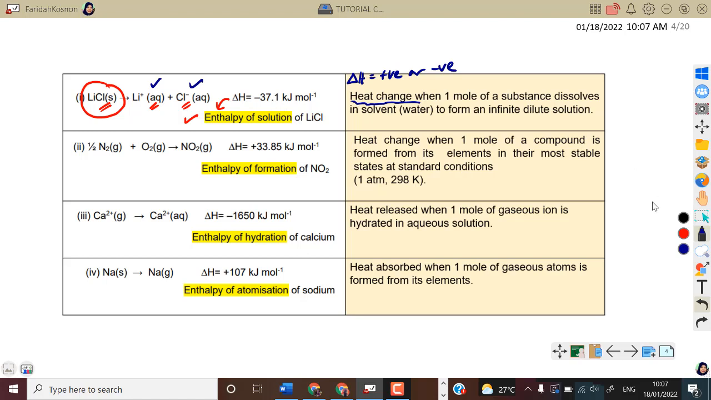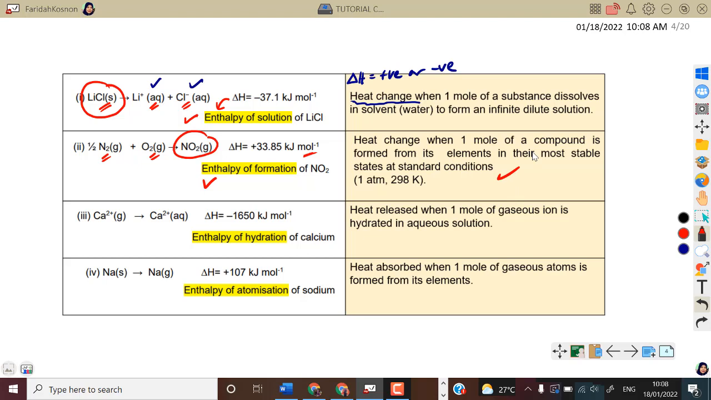Okay. Next, for question number two, kalau you tengok ke sini, we have 1 mole of nitrogen dioxide, which is formed from its elements, apa dia? Nitrogen gas and oxygen gas. And this is an endothermic reaction where the delta H is positive 33.85 kilojoule per mole. So per mole ini merujuk kepada formation of 1 mole of nitrogen dioxide. So the answer for this question is enthalpy of formation of siapa? Nitrogen dioxide. So you may refer to the definition of the enthalpy of formation. So saya letakkan kat sini lah dia punya definition.